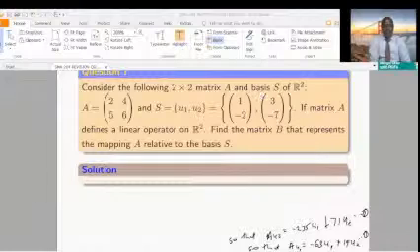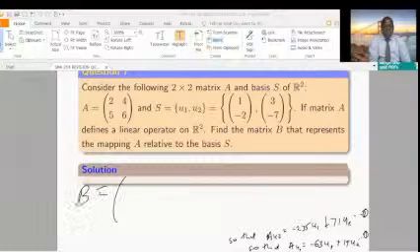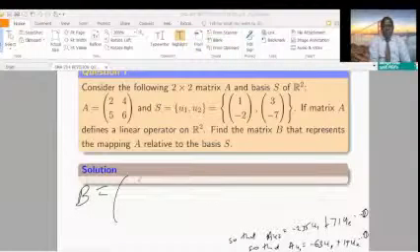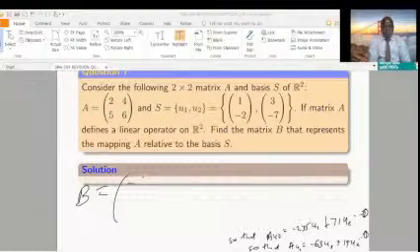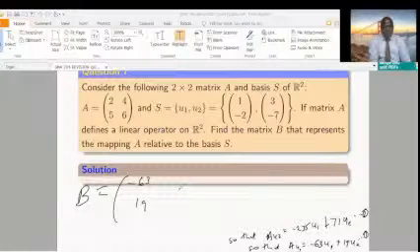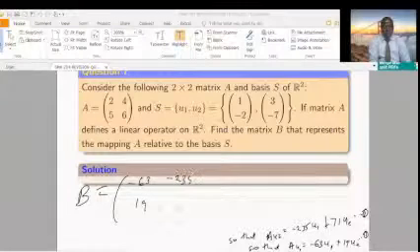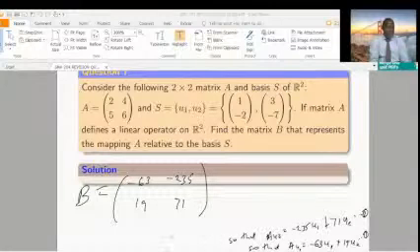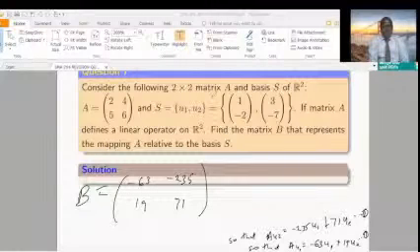So our matrix B would be the matrix formed when you write the coefficients in equation 1 as a column vector, and the coefficients of column 2 as column 2. And this is matrix B. This is what we were supposed to have done.